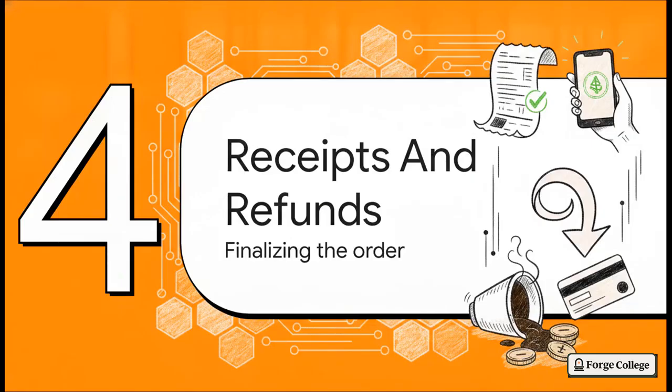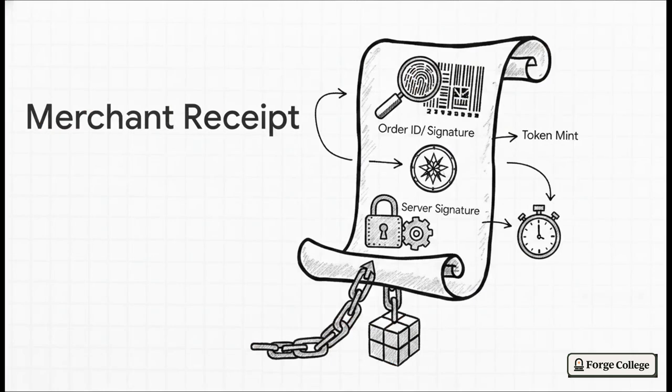Let's keep rolling. Section 4. Receipts and refunds. Finalizing the order. Let's look at the necessary components of an immutable merchant receipt. It needs the order ID, the token mint, which in our case is USDC, the exact transaction signature, a timestamp, and a server-generated receipt signature, like an HMAC. Now, you might be wondering, why go through all this trouble? Well, because an immutable receipt is absolutely essential for a solid user experience, and it provides rock-solid third-party auditability. If a customer ever questions a payment, or if a dispute pops up, you have a mathematically provable record linking their internal order to the exact millisecond it's settled on the blockchain.